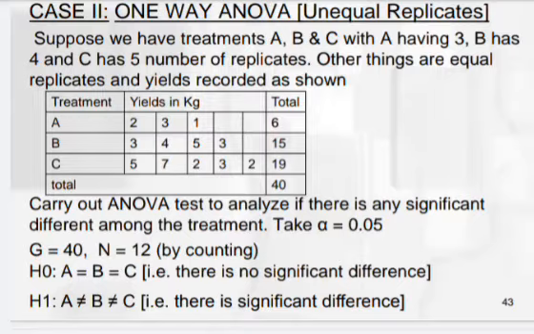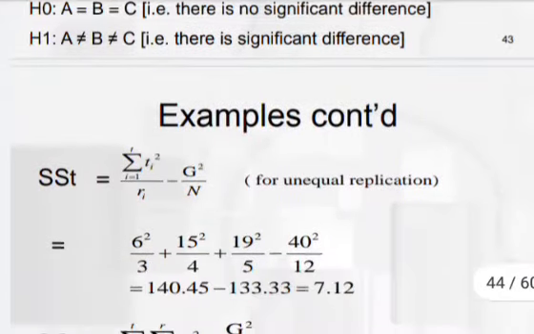So how do you get your N here? Now don't forget that in the one-way ANOVA with equal replicates, you can get your N by multiplying your treatments and your replicates, but it's not possible in this case because we are having different replicates. So in this case we have to count. By counting, they get 12 for N. So let's go to the next slide.